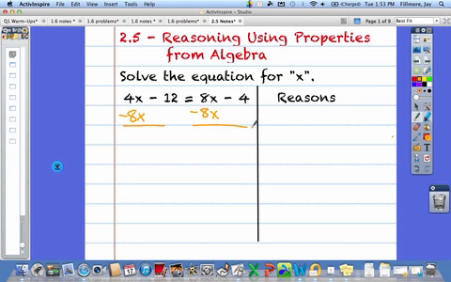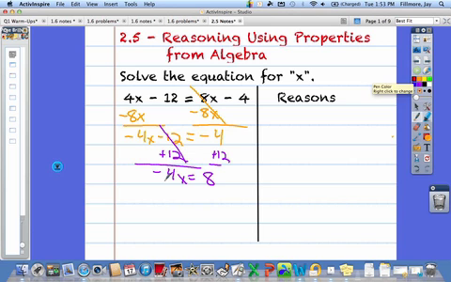On the left side, 4x minus 8x is negative 4x. I bring down my minus 12, my equal sign, and these cancel. That equals negative 4. Secondly, now that my x's are all on the left, I want to get all my numbers over to the right. So I'm going to add 12 to both sides. So they cancel on the left, and I'm left with negative 4x equals positive 8. And to get rid of my negative 4 coefficient, I'll divide both sides by negative 4. So these cancel. I'm left with x is negative 2.